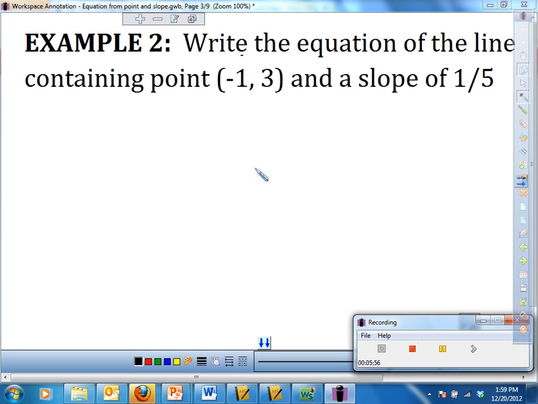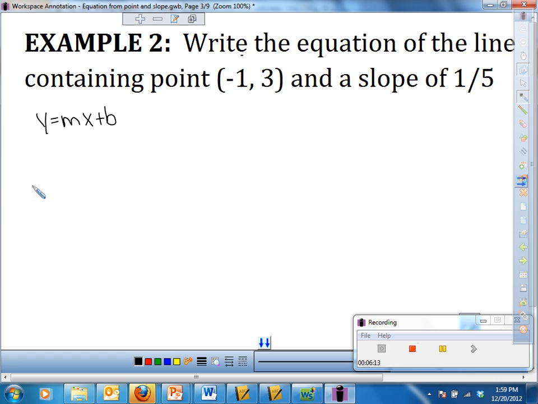Alright, so let's go ahead and do another example. It says write the equation of the line containing the point negative 1, 3, and a slope of 1/5. So, again, the very first thing that you should always do is write out for yourself, what is that equation going to look like? I know it's going to look like y equals mx plus b.